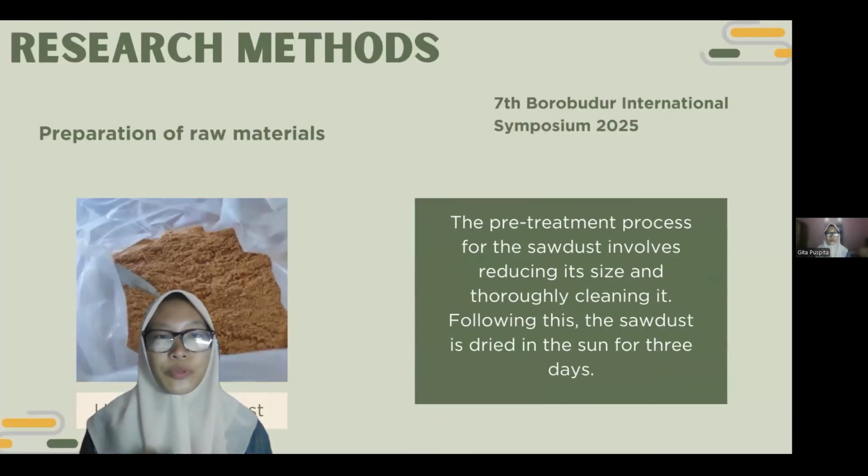First, we need to prepare our materials. The main material that we use is ironwood sawdust. The pretreatment process for the sawdust involves reducing its size and thoroughly cleaning it, because when we got the ironwood sawdust from the industry, it's not cleaned yet, so we need to wash it and then dry it in the sun for about 3 days.